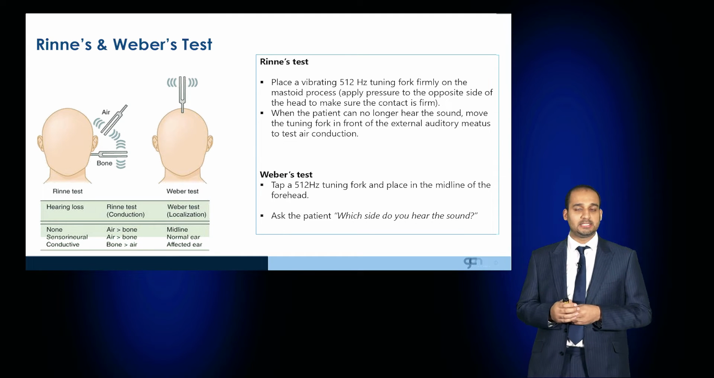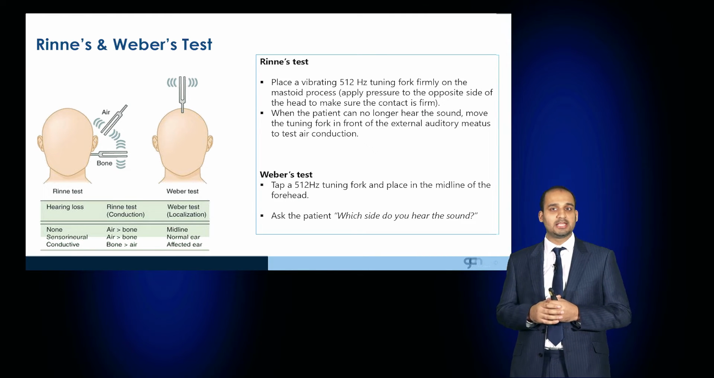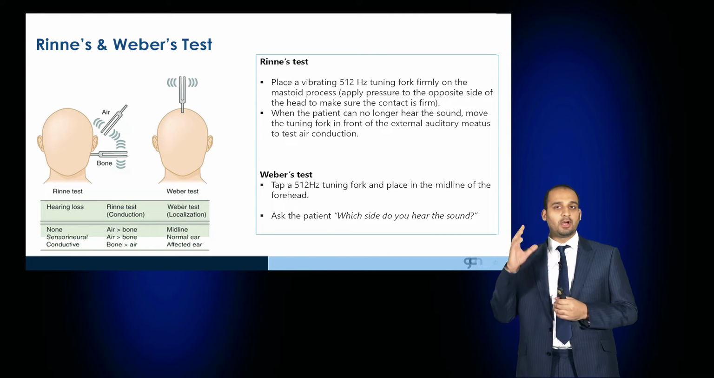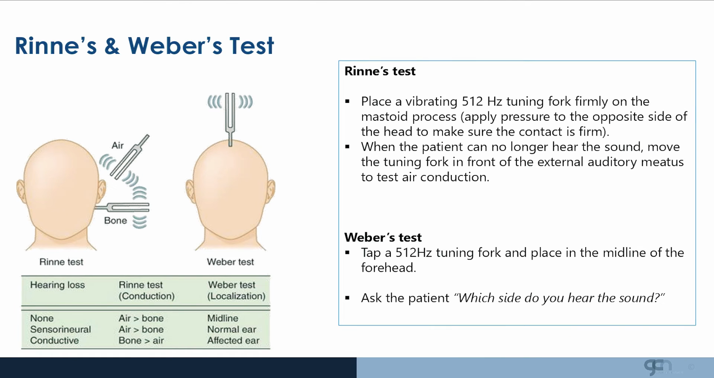For the Rinne's test, place a vibrating tuning fork of 512 Hz firmly over the mastoid process, applying pressure over the opposite side to make sure contact is firm. When the patient can no longer hear the sound, place the same tuning fork over the external auditory meatus, and the patient should report that air conduction is better than bone conduction, i.e. the sound is transmitted better when the tuning fork is vibrating over the external auditory meatus rather than over the mastoid process.